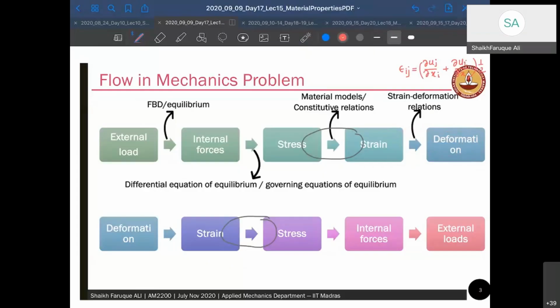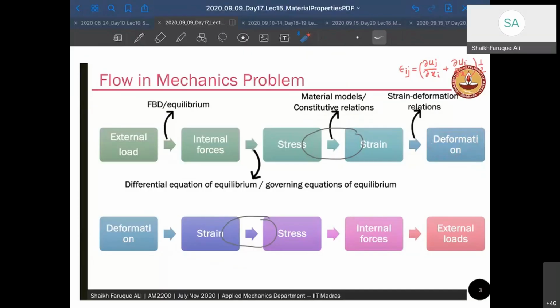Strain deformation relationship. But we have missed somewhere this relationship, how to relate stresses with strain. So this is what is called constitutive model or material model that relates stress and strain. Please try to understand that deformation is a geometric phenomenon. It's a deformation, right? It's kinematics of the member or the kinematics of the material. So it comes from the kinematics, the deformation.